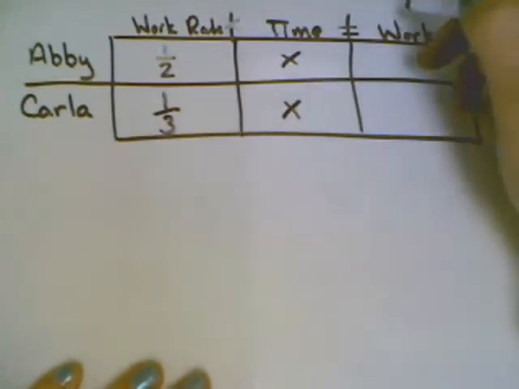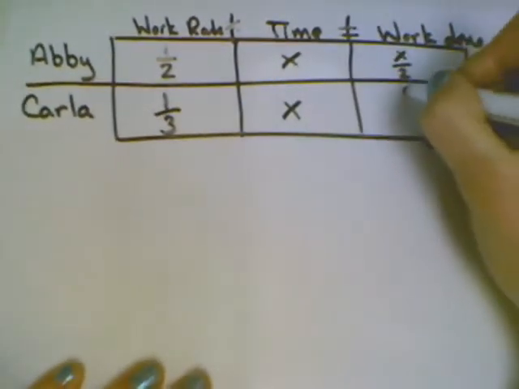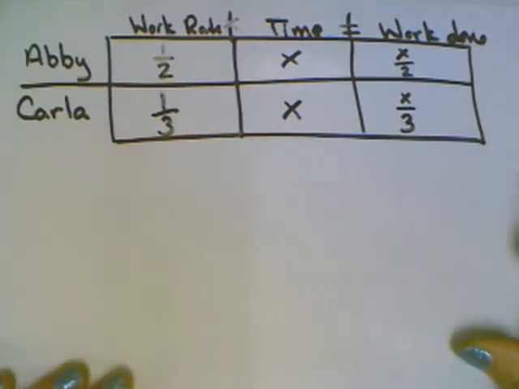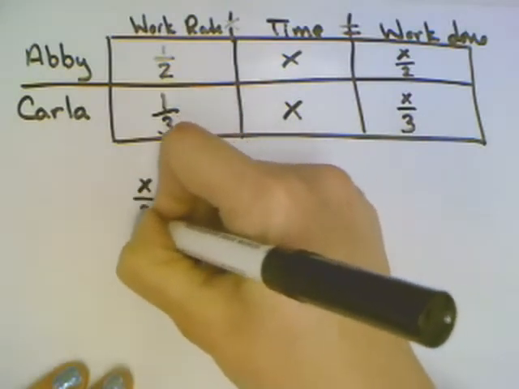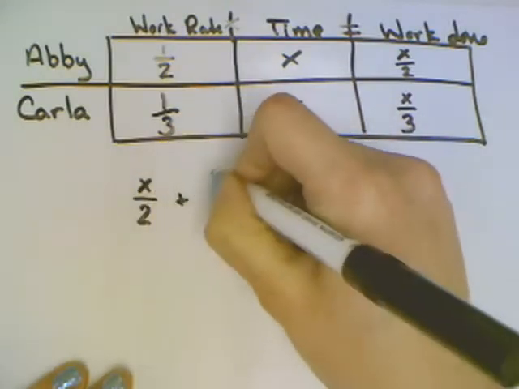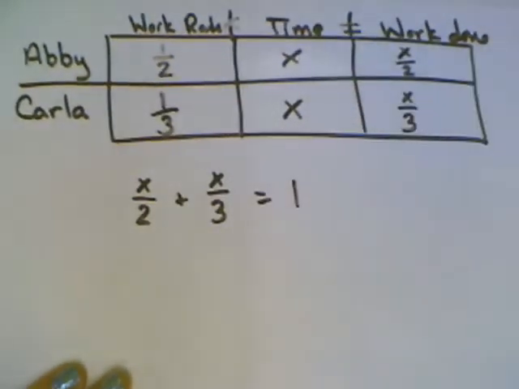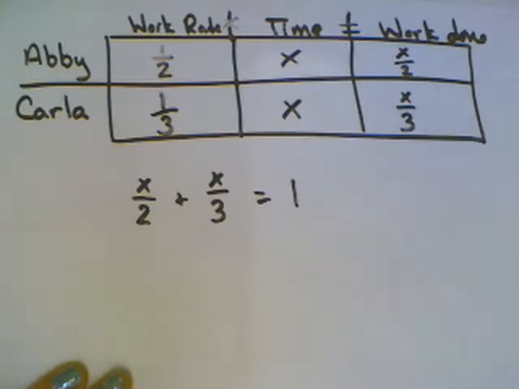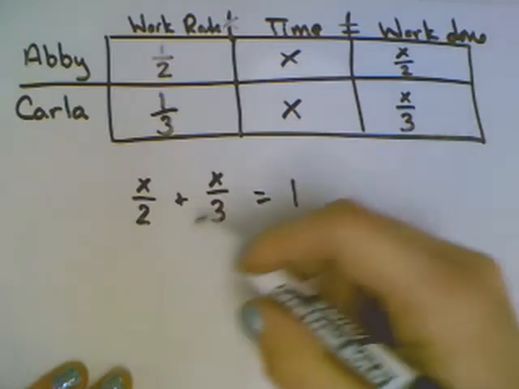To figure out work done, we multiply across the table. 1/2 times x is x over 2. 1/3 times x is x over 3. Now we can set up a formula. I know that the work done by Abby plus the work done by Carla needs to add up to be one job done. This one represents the one lawn that they're trying to mow. Now I have an equation, now I can go through and solve it.